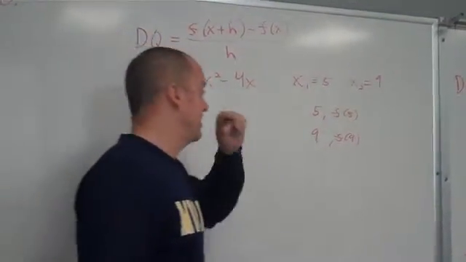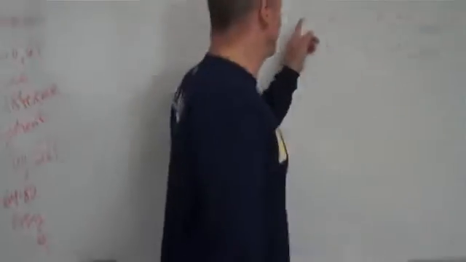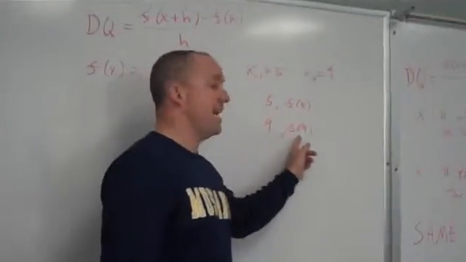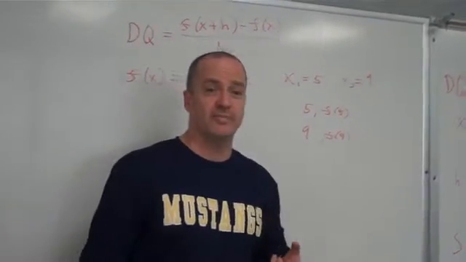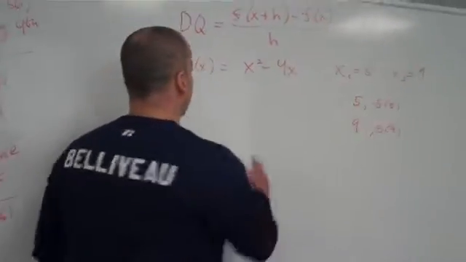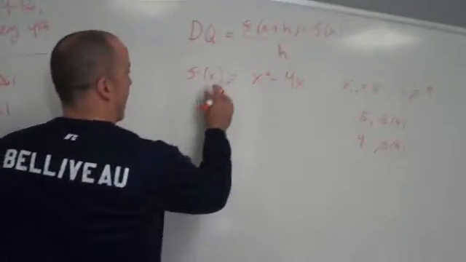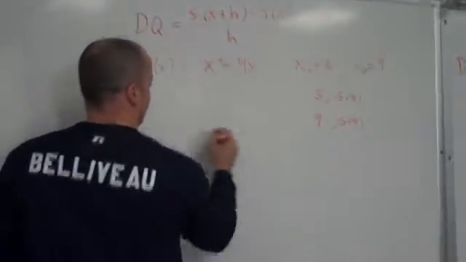Easiest way to do it, which I'm not letting you do, would be to find 5 and f of 5, whatever you get when you plug 5 in here, 9, f of 9, whatever you get when you plug 9 in, and just find the slope between those two points. Thank you. Not letting you do it that way. So here's what you're doing instead. Substitute into this. Okay, let's start with the easiest part.